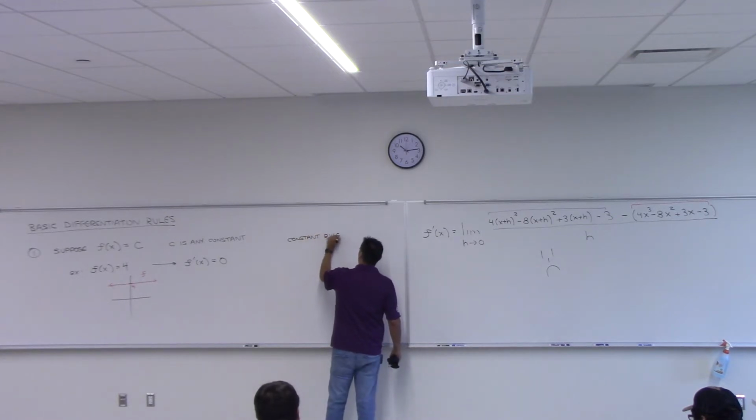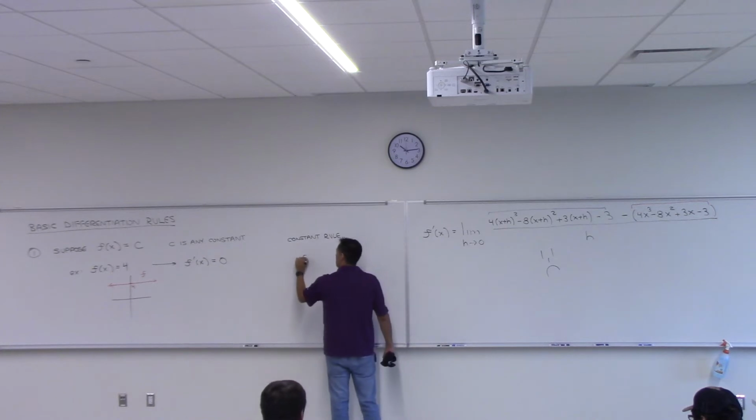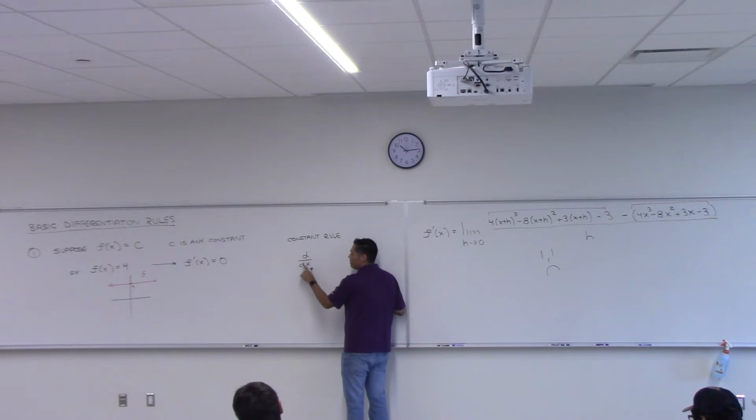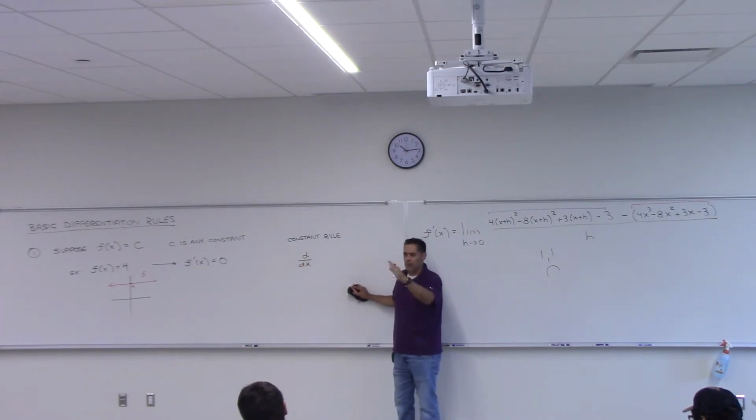Watch the way I write it, okay? Because it's going to look a little weird. I'm going to write it in two ways. If I ask you to take the derivative, now when I put d over dx, remember the different notations we had? I told you there's always different notations for derivatives.